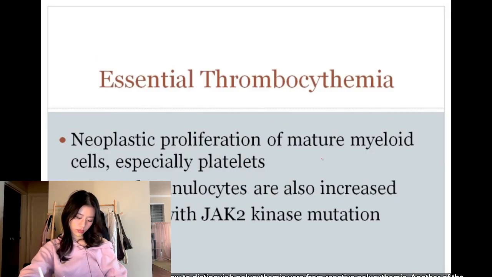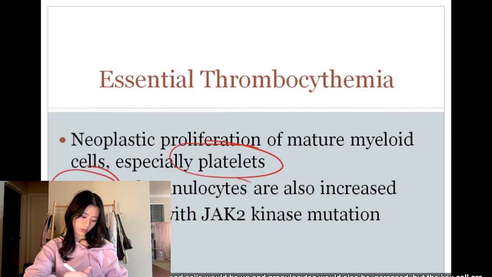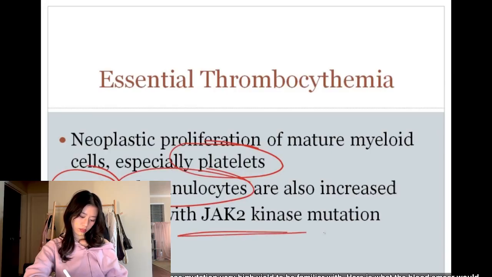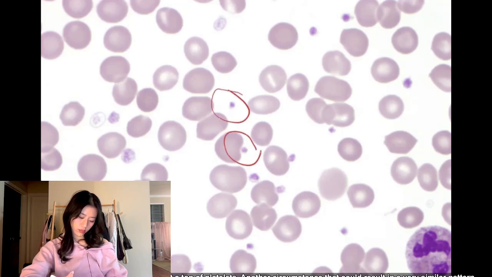Another of the myeloproliferative disorders is essential thrombocythemia. In this particular disease, there's a neoplastic proliferation, again, of mature myeloid cells. However, the key cells are platelets. Red blood cells would be up, and granulocytes would also be increased, but the key cell are the platelets, also associated with a JAK2 kinase mutation, very high yield to be familiar with. Here's what the blood smear would look like in essential thrombocythemia. You've got a ton of platelets.